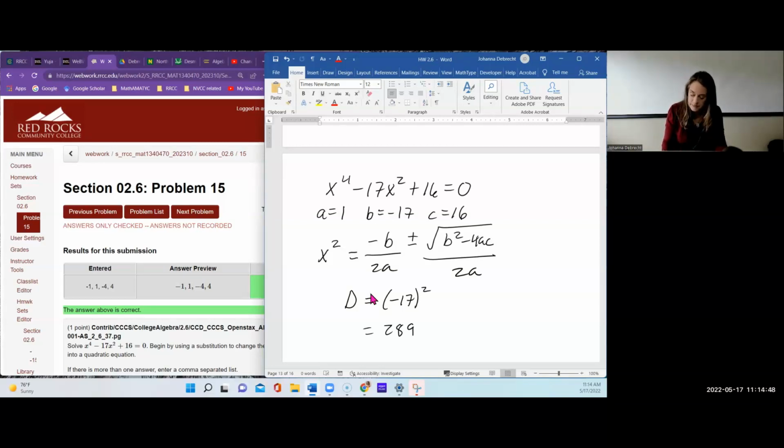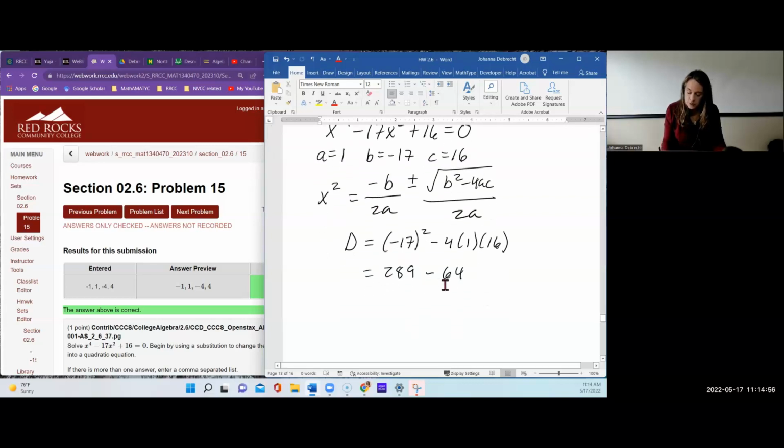Check for me. Minus 4 times 1 times 16. Now 4 times 16 is 64. So I have 289 minus 64, which would turn out to be 225. I have pretty good confidence in that because I already know this problem solves and the answers are integers: -1, 1, 4, -4. This is a perfect square, which tells me that I will get rational numbers for my answer.